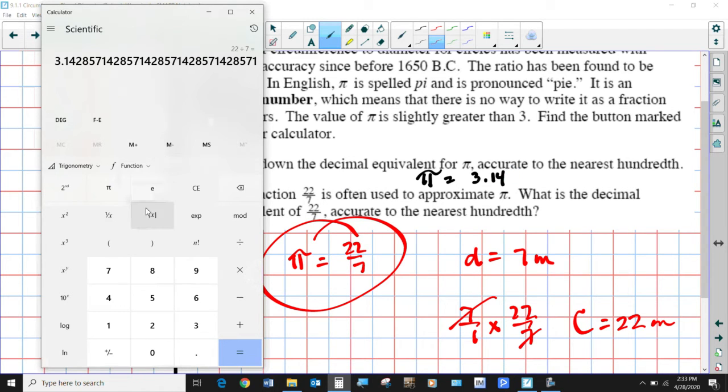But remember, pi is 3.14. I think there's a 1 here and a 5 there. So let's check it. Yeah, 3.1415. So that was pretty close.